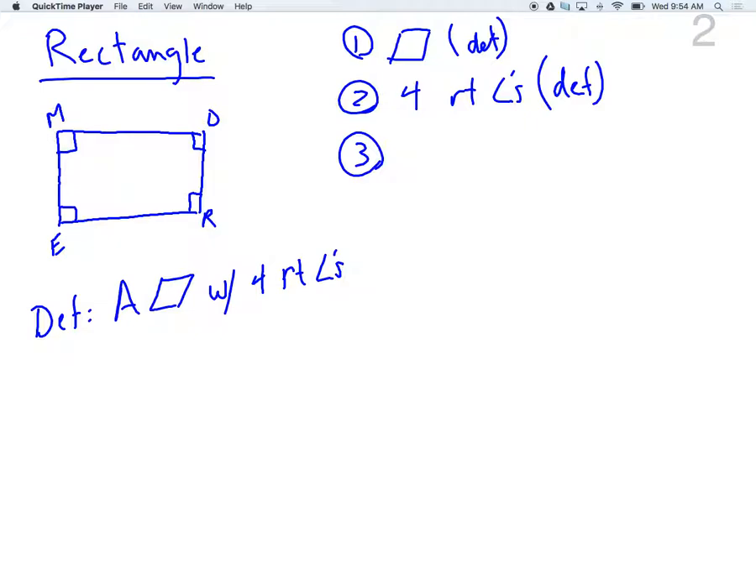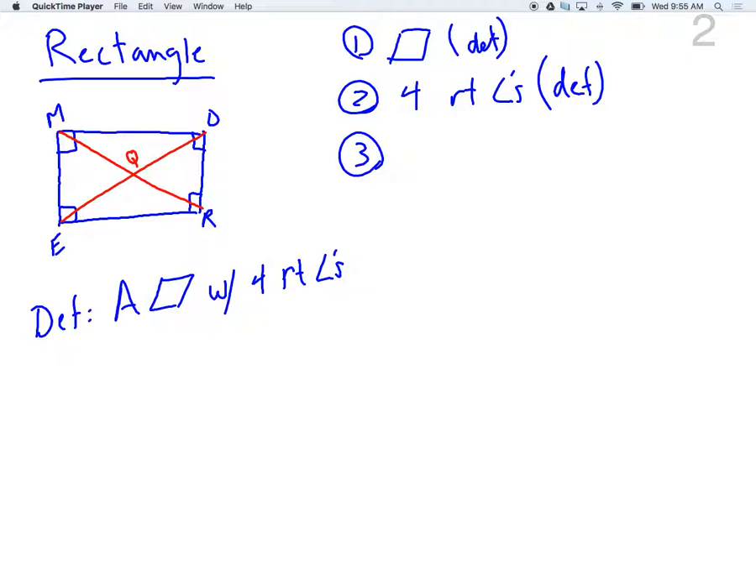I'll give you some help. Franny, what do you want to call that point of intersection? Q. Okay. Now, we already know that MQ and QR are congruent. We know that EQ and QD are congruent. What is special about this rectangle, though? Is it the same distance from every angle?